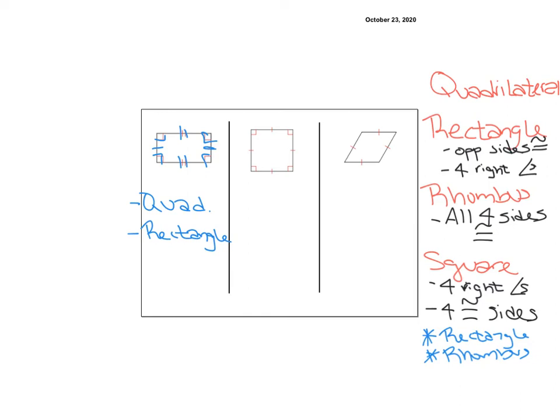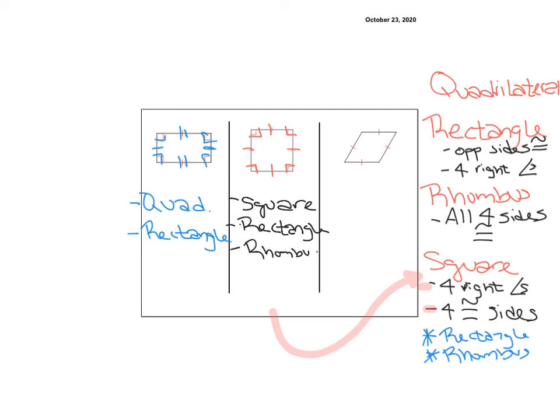This next shape, I see that all four sides are congruent because they all have the same marking on their sides. And I also see that I have the 4 right angles. So I'm going to look here, and that's going to tell me that I must be talking about a square because I have the 4 right angles and the 4 congruent sides. So I'm going to call this a square. And then because it's a square, it's also a rectangle. And because it's a square, it's also a rhombus. And then all of these, because they have 4 sides, are quadrilaterals.